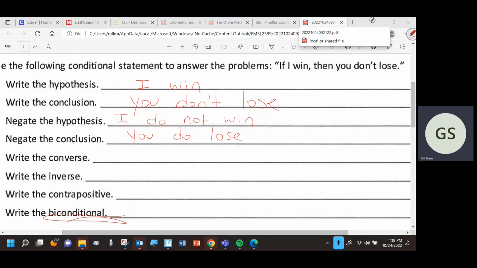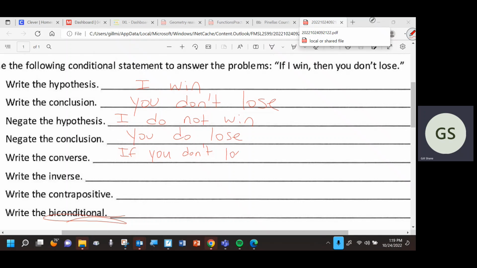So how do we do the converse? I'm going to come back to the tie on that. What does converse mean we do? Yeah, we just switched the P and the Q, the conclusion and the hypothesis. So what would we write? Perfect. So I would just say, okay, well, I'd take the conclusion, which is you don't lose. Once you've written this stuff up here, you're kind of just using what you've already done to fill the rest of these in.